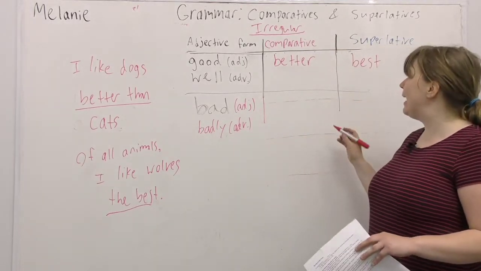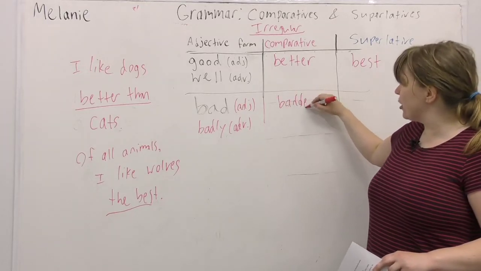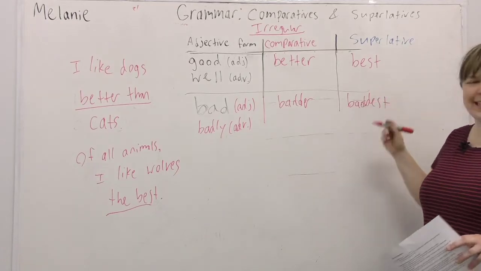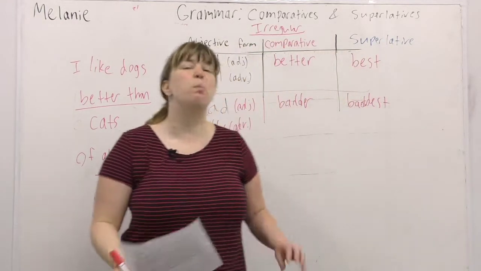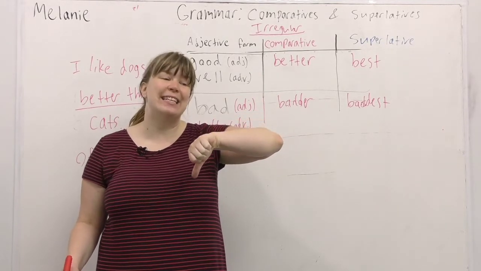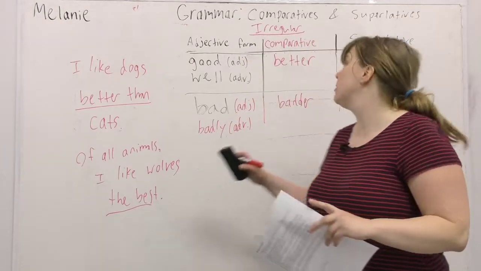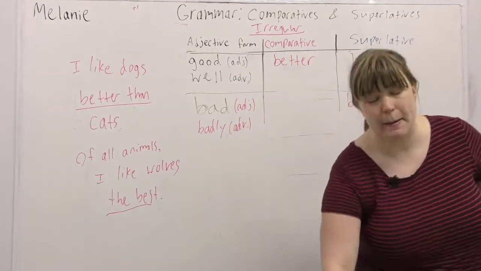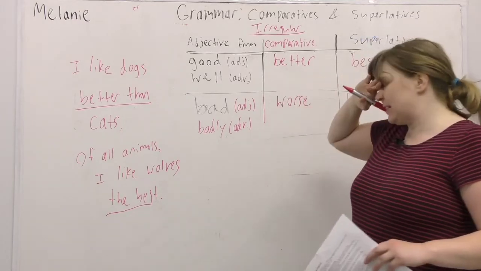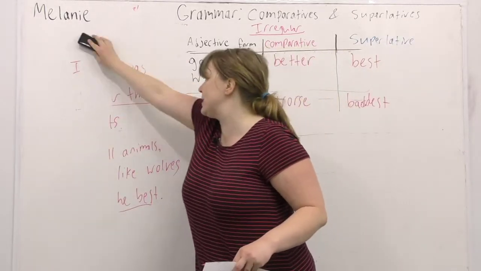All right, and so do we say bad, badder, baddest? Is this how we say it? You probably know the answer. Correct, not correct? The answer is not correct. We don't say bad, badder, baddest. We say bad, worse. Okay, so I'm going to erase these example sentences.